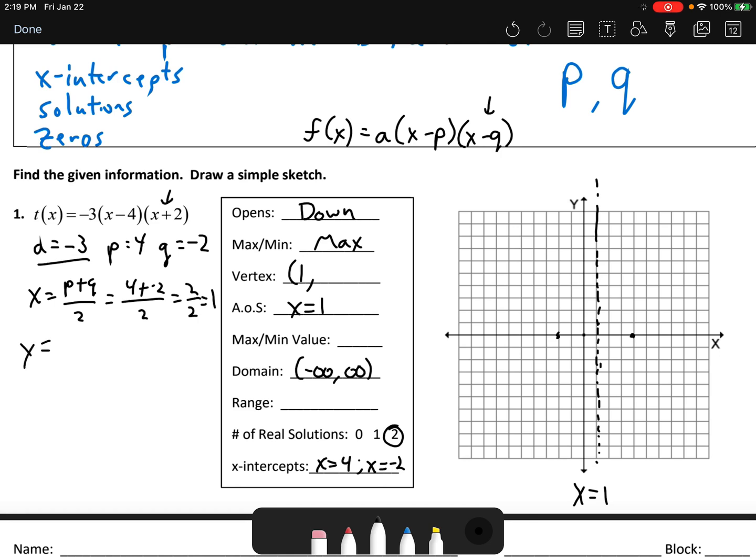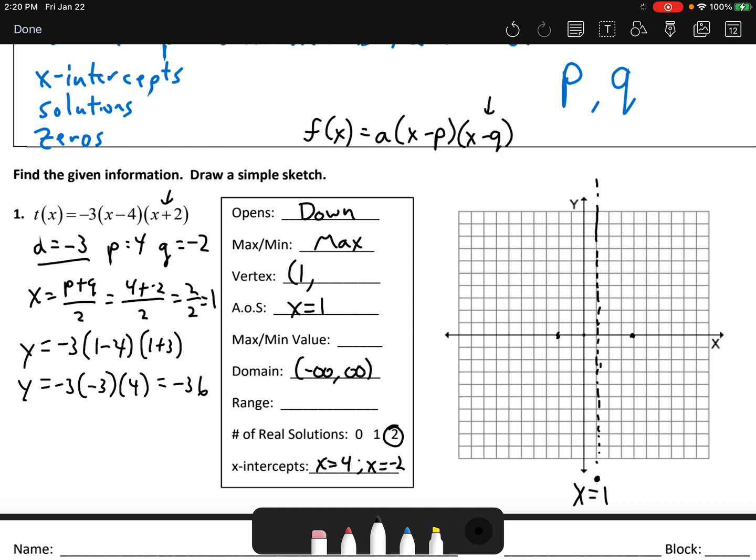Okay? Now remember, to find y, we have to substitute x into the equation. So the equation is going to be kind of ugly, but that's why we have calculators. So you put 1 into the original equation, so negative 3 times 1 minus 4 times 1 plus 3. So that's negative 3 times negative 3 times 4. Oh my goodness. That's going to be negative 36. So our y value is somewhere way down here, right? Way down there. I think I did the problem right.